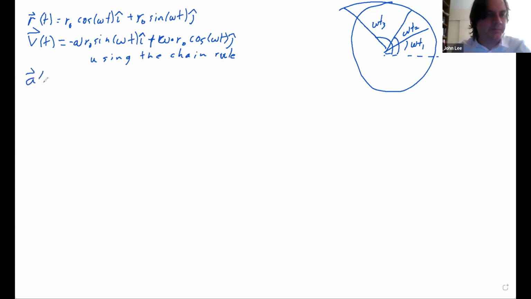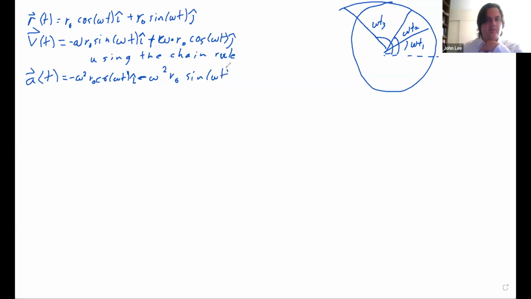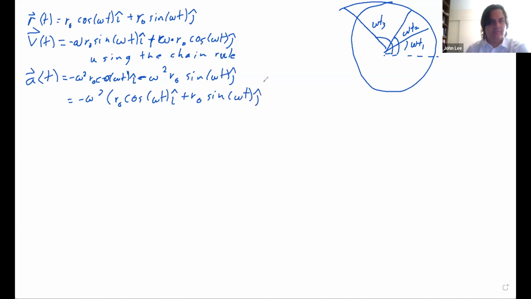And then A of t equals negative omega squared r naught cosine omega t i plus or minus omega squared r naught sine omega t j, which is just equal to negative omega squared times r naught cosine omega t i plus r naught sine omega t j, equals negative omega squared times your initial r vector.